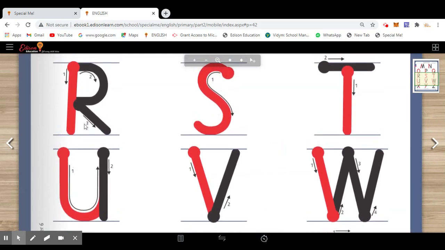Now look at here, students. Which letter is this? This is uppercase letter R. And R is a phonic sound of letter R. So let's listen to its phonic song.